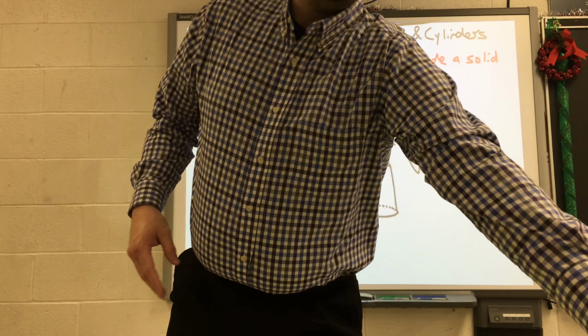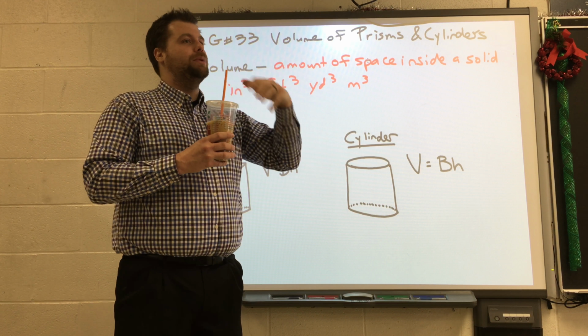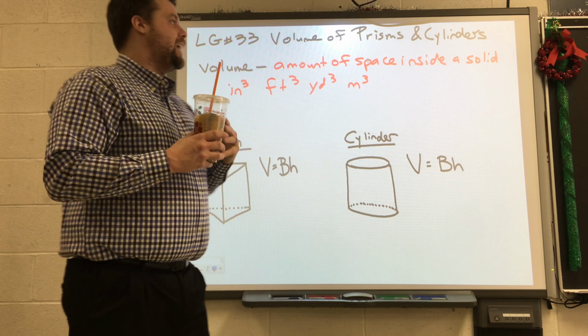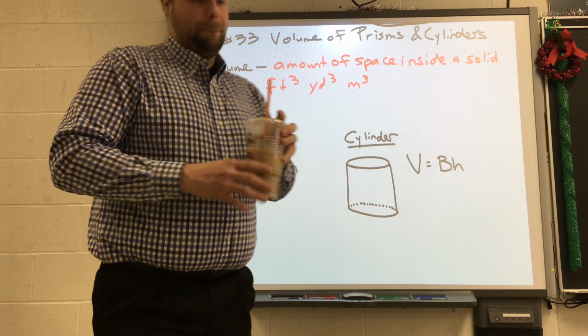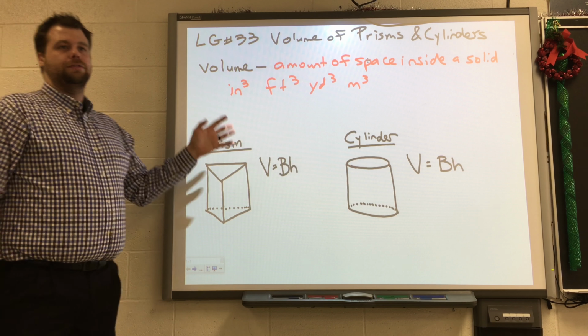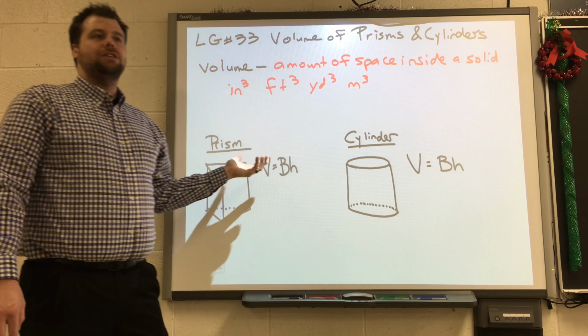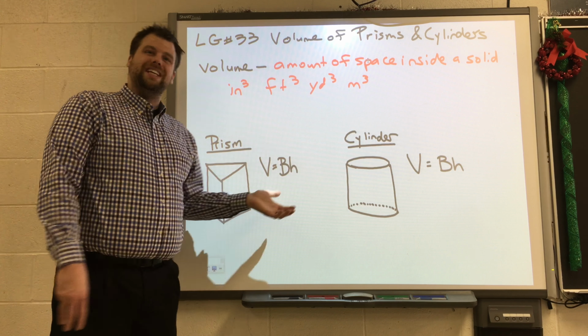For example, there is an amount of space inside of this cup. The amount of liquid that can fit in this cup would be represented by the volume of this cup. Okay? So we're going to be talking about two types of volumes today. Prisms and cylinders.